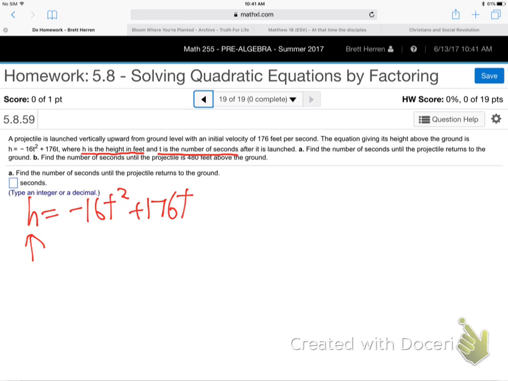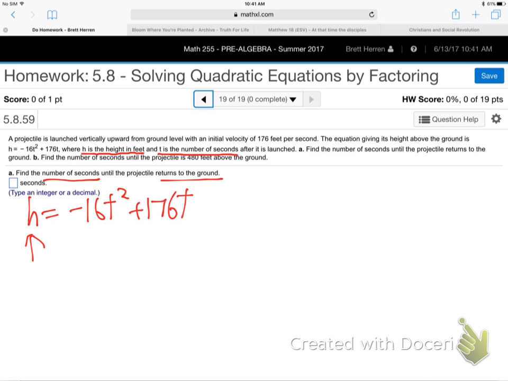Well said. Okay, now let's go to question A. What's question A? Find the number of seconds until it returns to the ground. So we're going to shoot this thing straight up, and it's going to come back down and hit the ground. How long until it hits the ground? Well, how are we going to know that?